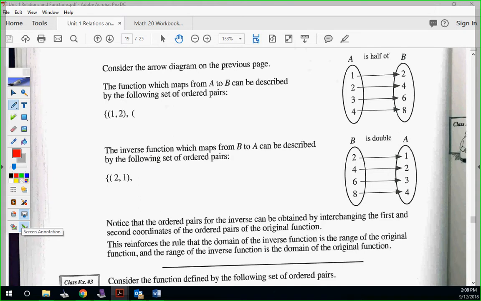So they just want me to write this function here in ordered pairs. So this is my x's, these are my y's, so just write them as points. So they have 1, 2 here, so then it's 2, 4, 3, 6, and 4, 8. Those are my points. And they just tell you A is half of B. 1 is half of 2, 2 is half of 4, etc. Okay. Then they flip it and write the new points.